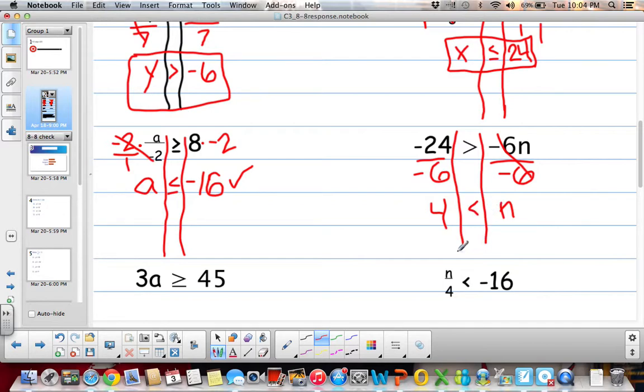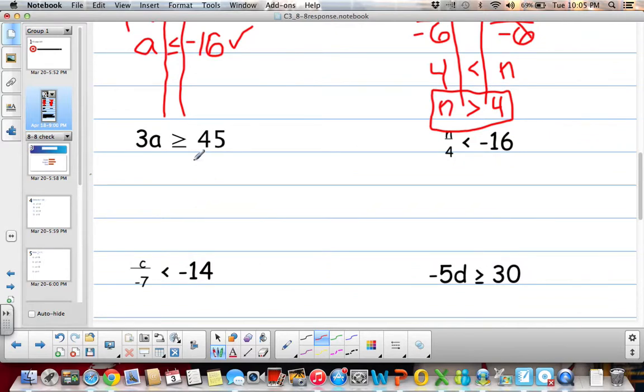So 4 is less than n, so we're going to rewrite it with our variable on the left side. N is greater than 4. So I flipped my numbers around, therefore I have to flip my sign around, even though I had already flipped it. But when I want to flip my numbers around, I have to flip it back.